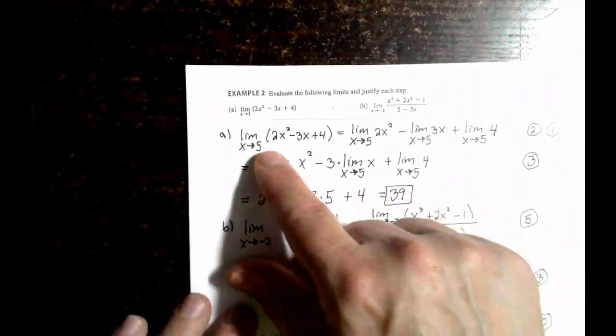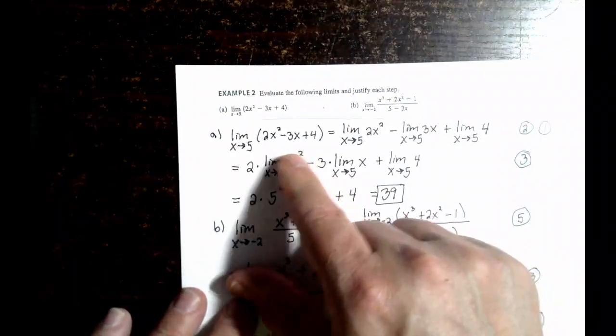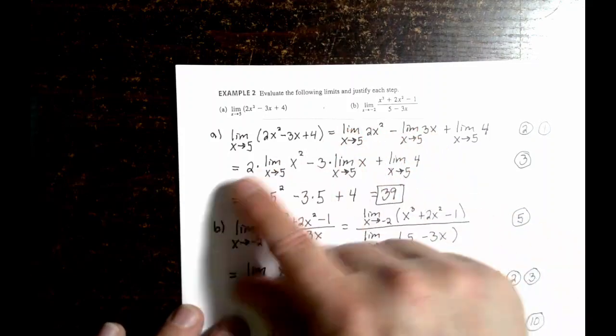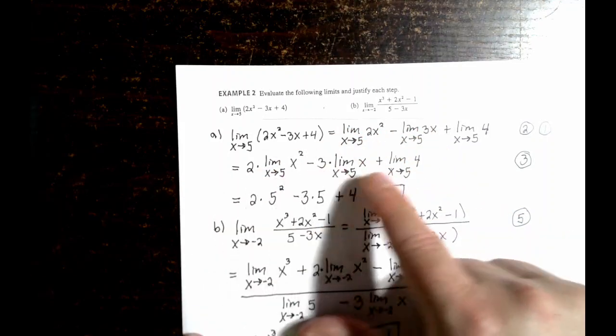Alright, so for the first one, you break these up into 3 separate limits. You bring the 3 and the 2 out front, and now you're ready to take the limit of each one.